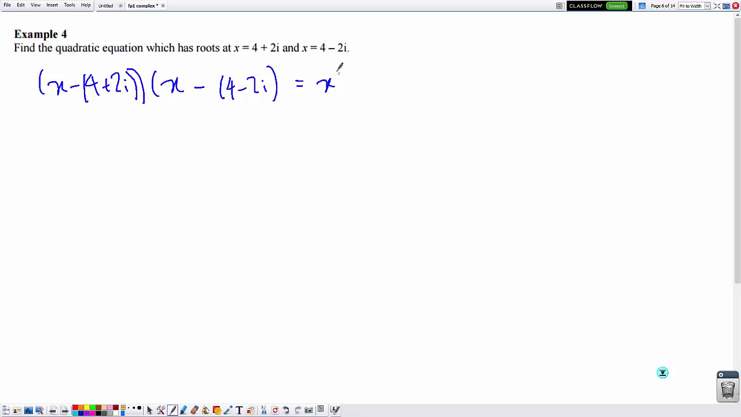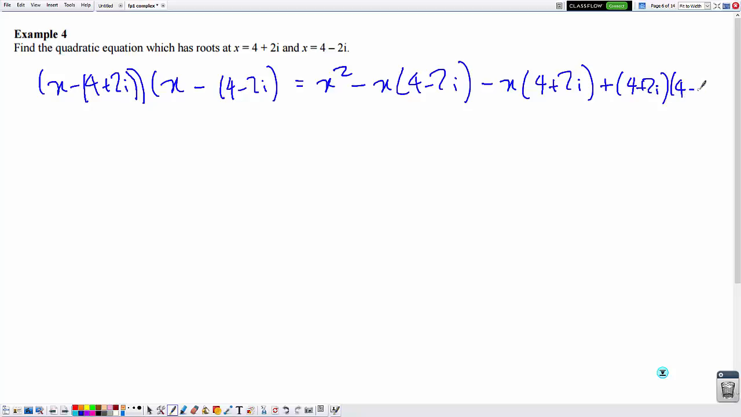So we get x squared minus x times 4 minus 2i minus x times 4 plus 2i plus 4 plus 2i times 4 minus 2i. Now this one we can use the difference of two squares.